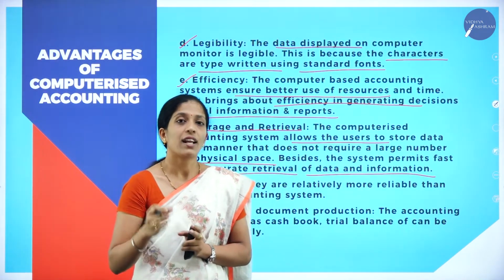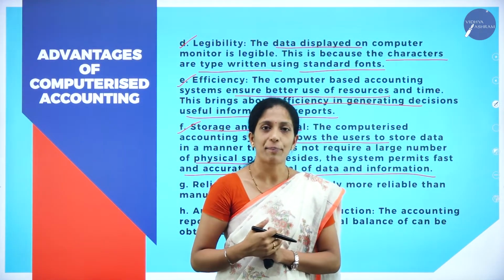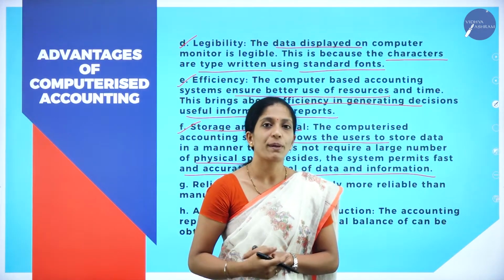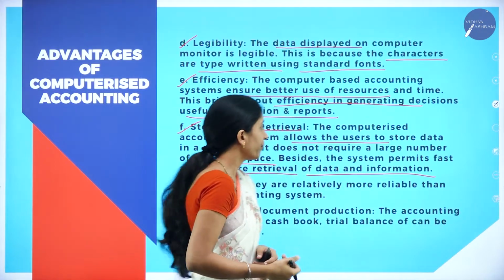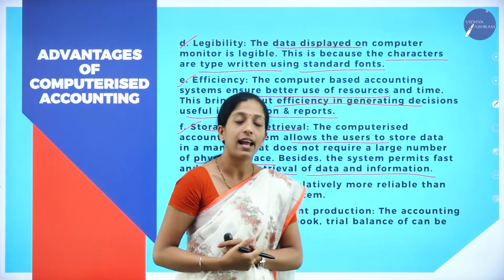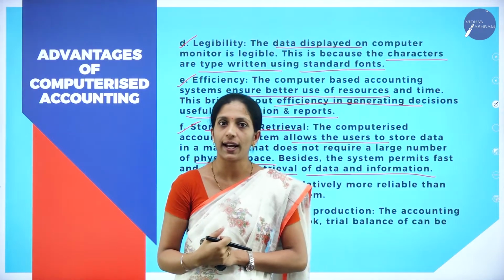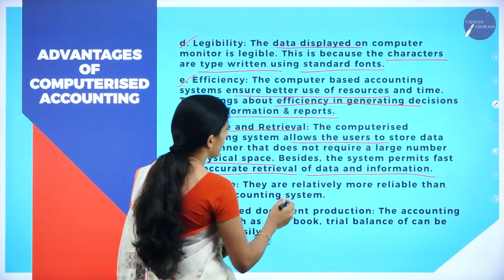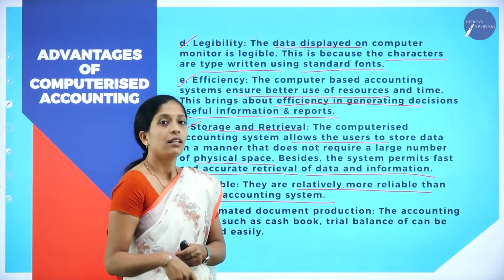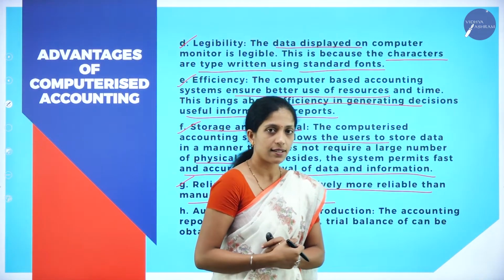So it's not that we have to search each and every paper to see the information. So this will not happen in case of computerized accounting system. So easy reference can also be made under this system. Next one is reliable. So it is more reliable than the manual accounting system. So here the user can rely more on computerized accounting system. So they are relatively more reliable than manual accounting system. So reliability in terms of user is more in case of computerized accounting system.